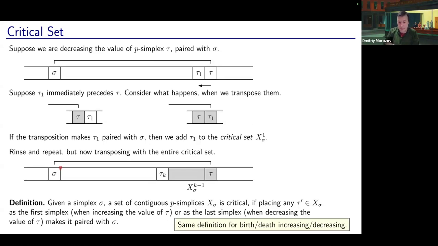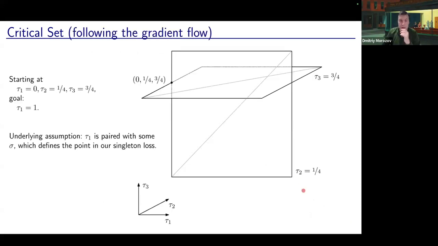And it's the same definition for birth, death, increasing, decreasing. It's just this contiguous set of simplices. And it's helpful to understand what this critical set is if we think about the optimization in this filtration space. So if I take this space, this R^n, where every filtration is a point in the space, and the coordinates are just the values on the simplices. So imagine that I start with this sequence. I have tau 1 equal to 0, tau 2 equal to a quarter, tau 3 equal to 3/4. So it's a point here: 0, a quarter, 3/4.